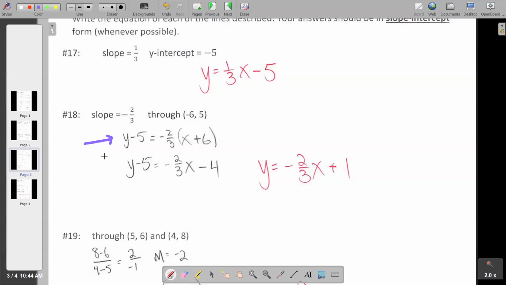So that black equation is just the point slope, and then we distribute, and then we add 5 to both sides, and that's where the red final answer comes from. Okay, red is the goal. We just can't get straight to red.